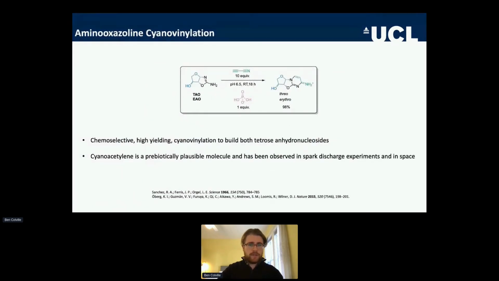So we started off looking at the cyanovinylation, and this is very efficient. We were easily able to convert the tetrose aminooxazolines into their respective tetrose anhydronucleosides. We're working with both of the diastereomers here, and that will be important later on.